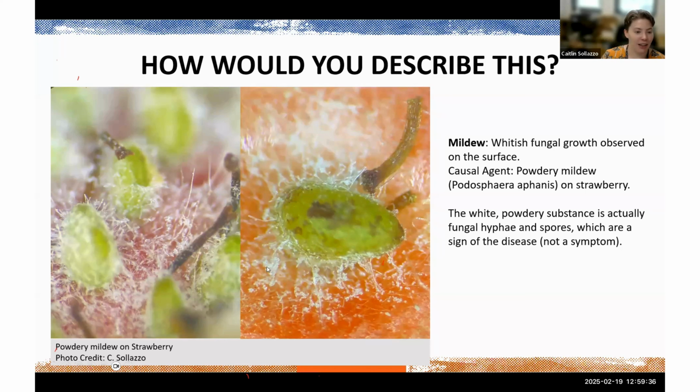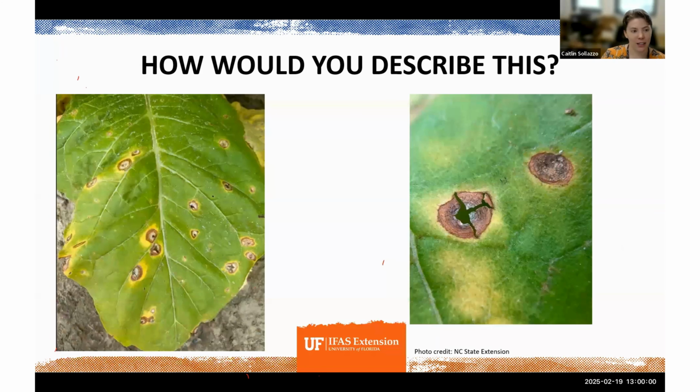So yeah, these are signs, not symptoms, and that white stuff you see is the actual fungus. One thing about powdery mildew on strawberries is a lot of times they coalesce around the seeds, because that's a really easy place for them to escape. They infect on the inside and then escape around the seeds, and they push the seeds out as they're trying to escape. But yeah, I think it looks really pretty, and these are all the spores.